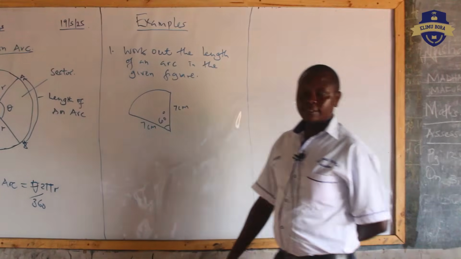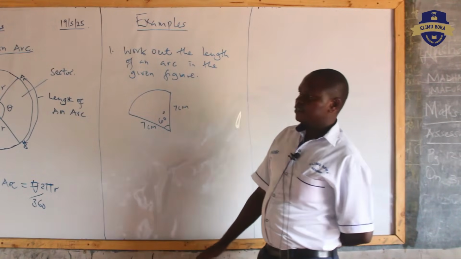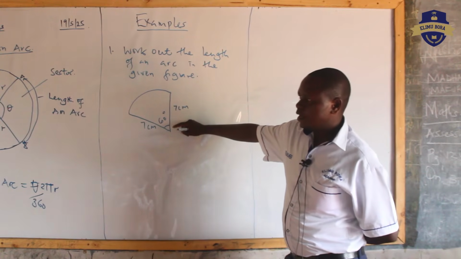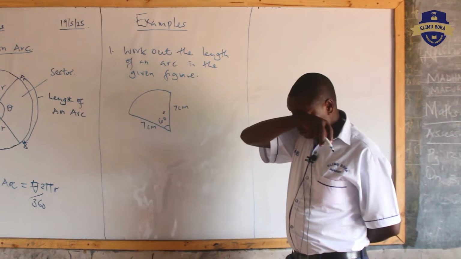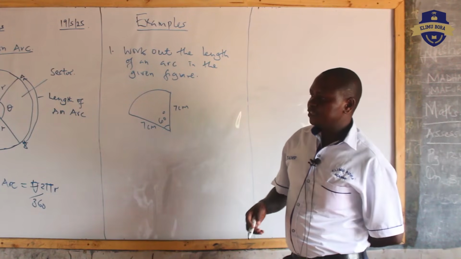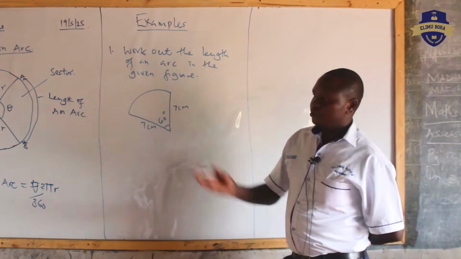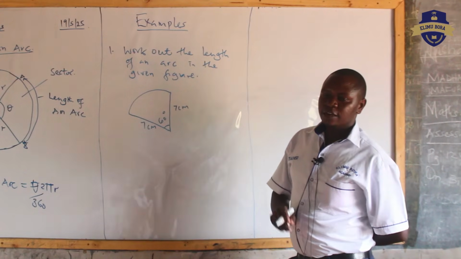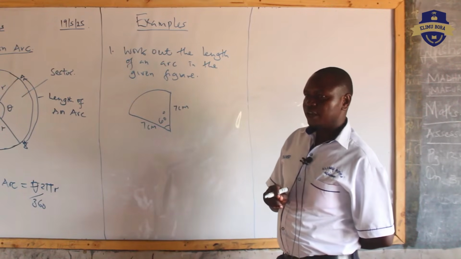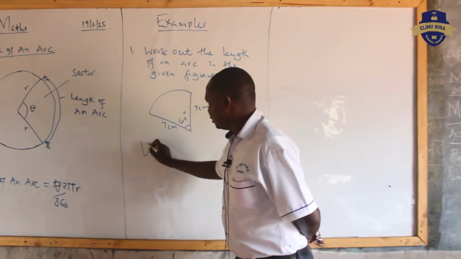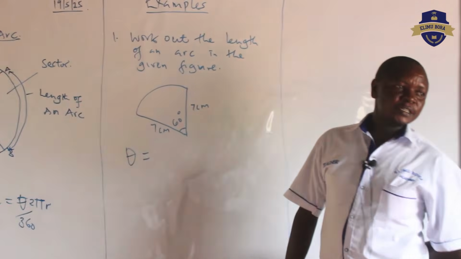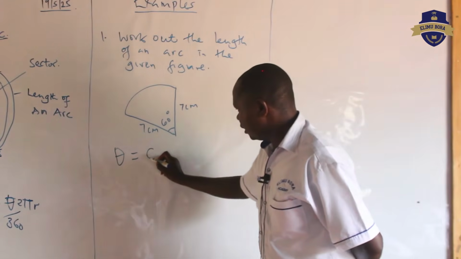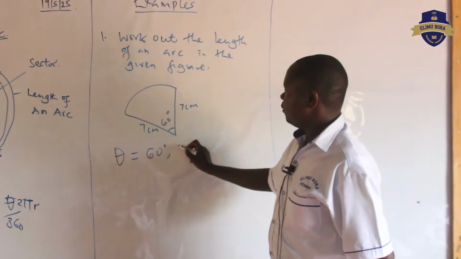So that is our sector. Our sector is subtended by which angle? 60 degrees. Radius? 7 centimeter. Now, what we are supposed to do is to list what we have, or the properties that we are having. The first one is the theta. Our theta is going to be 60 degrees. What is our radius?